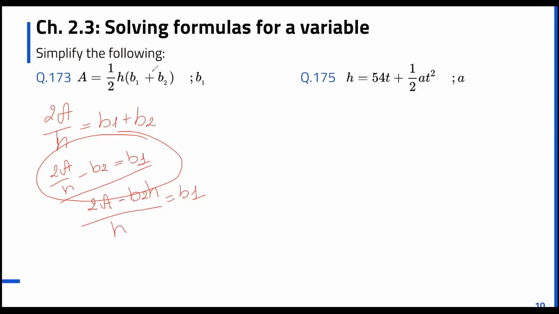So what is the first step you did? We have to move 54t to the left side. Okay, like this? Yeah. And then multiply 2 to both sides. Okay, we can do this. Let's see.